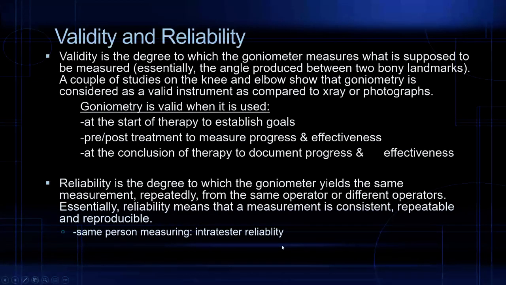So goniometry is considered both valid and reliable. By definition, validity is the degree to which the goniometer measures what it's supposed to. Is the angle produced between bony landmarks a valid measurement? Yes, if you are always placing the stationary arm and the movable arm on the exact same bony landmarks.